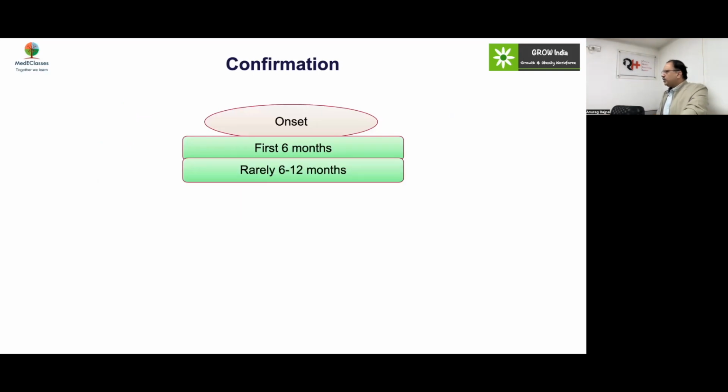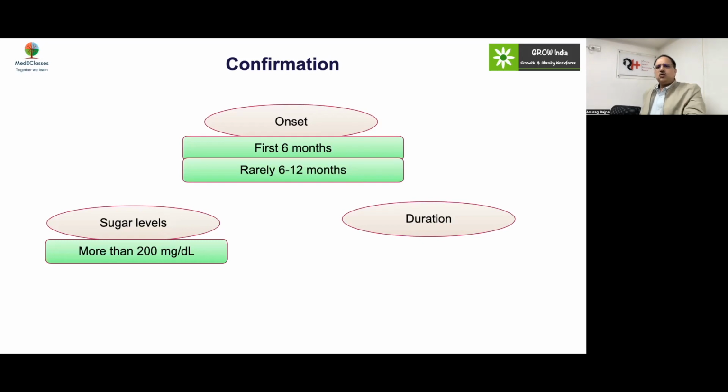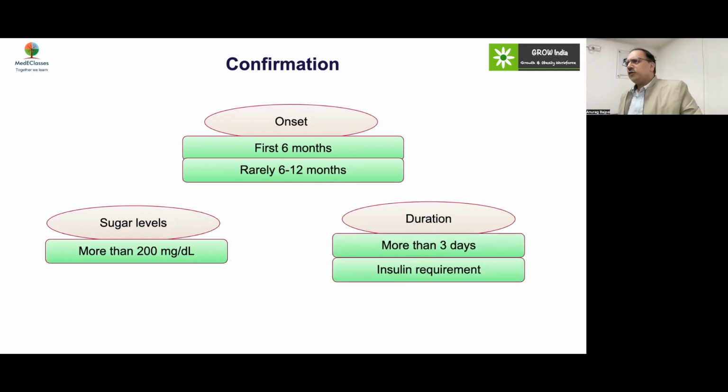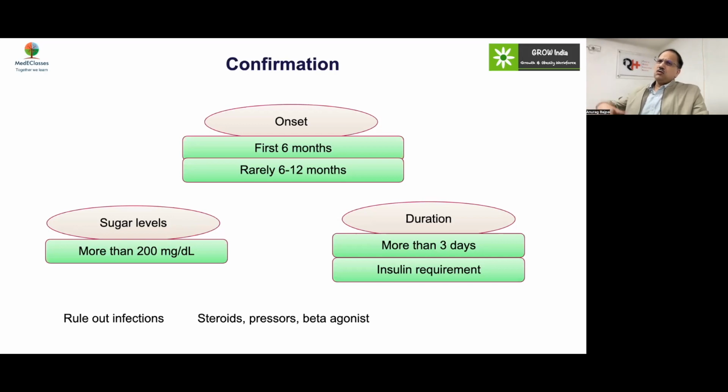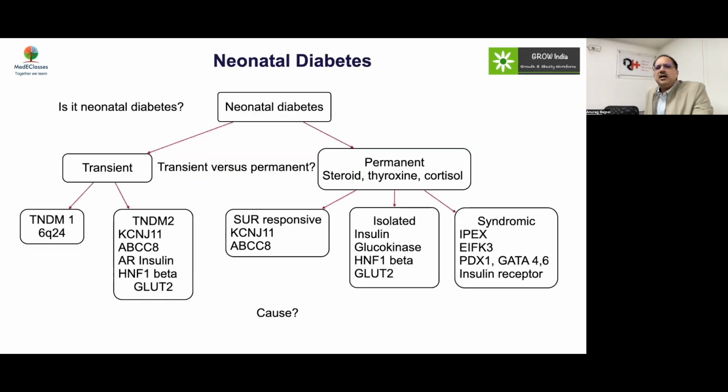So onset in the first 6 months, rarely 6 to 12 months, sugar levels are more than 200, and very importantly, as Vibha said, more than 3 days of insulin requirement is what should make you think of neonatal diabetes. You have to rule out other infections. Sometimes you're giving too much fluid. Transient can be caused because of that. Steroids, pressors, and beta agonists may all cause that. If your HbA1c is more than 6.5, you are pretty sure that this is neonatal diabetes.